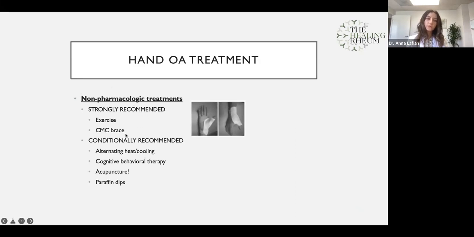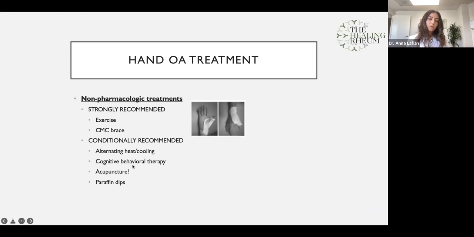Again, exercise, you see this as a common theme. CMC bracing was also strongly recommended here. That's just a brace particularly for this CMC joint. Again, with bracing, I always say consult with an OT, an occupational therapist, for the hands. A physical therapist would be good for the knees and the hips. You're not going to brace the hip, but for the knee, don't put it on for 24 hours a day. You need to give your joint a little rest from the brace as well.